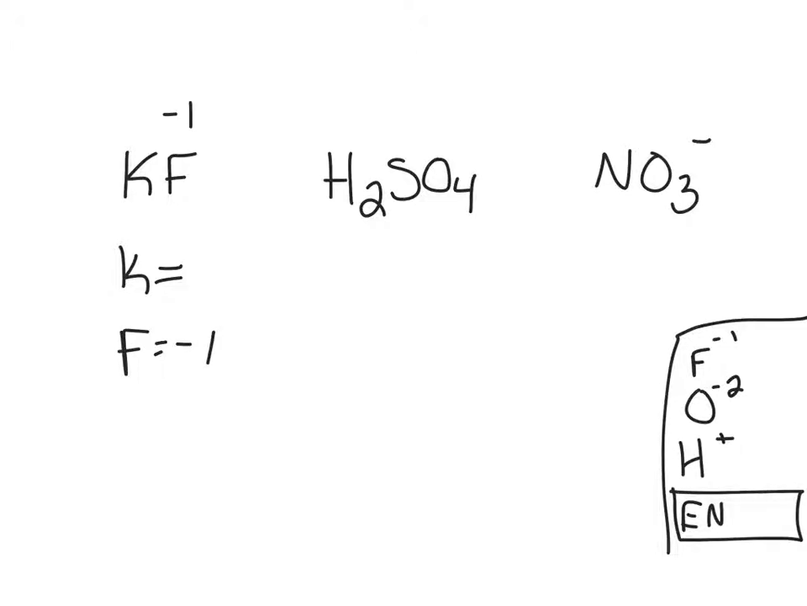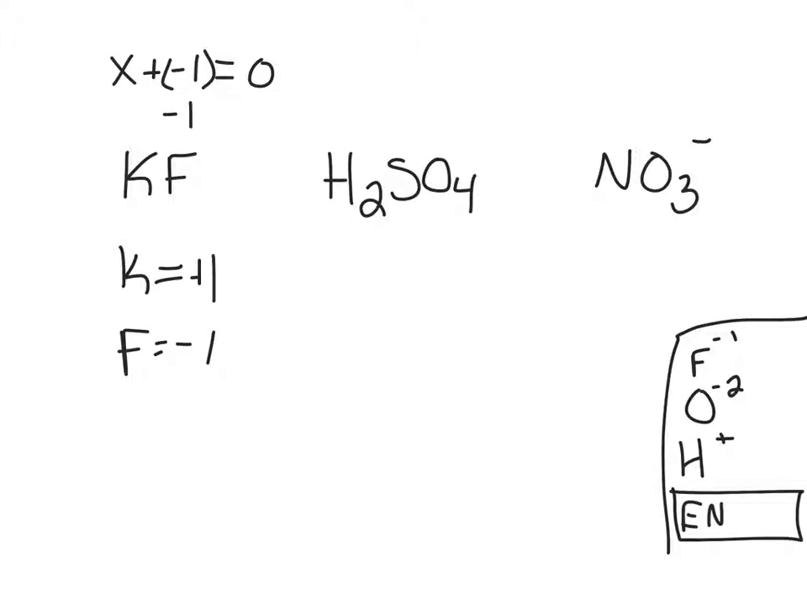Now the total is in that top right-hand corner here. There was nothing written there originally, so my total has to be 0. So if fluorine is -1, we have to find potassium, and we'll call it an X. Whatever the last element in the formula is, you have to find it. When I solve that algebraically, I find that X equals 1, so potassium is a +1.